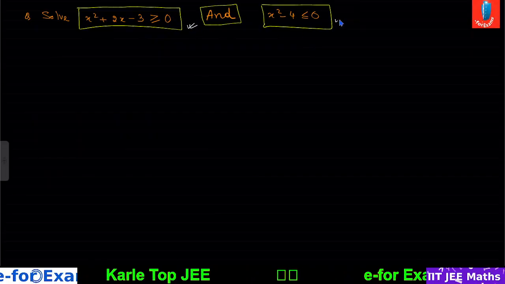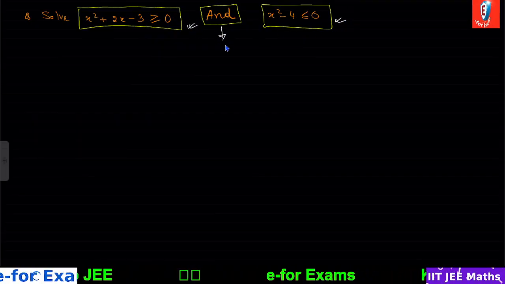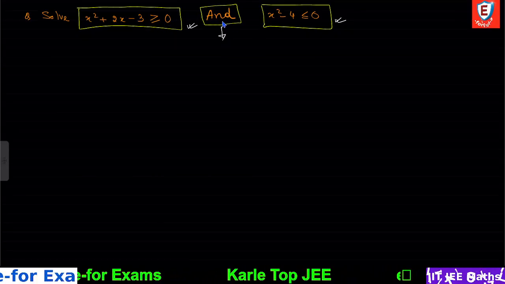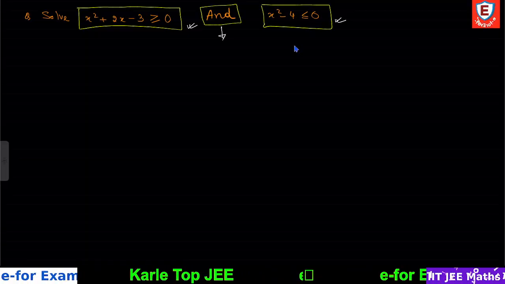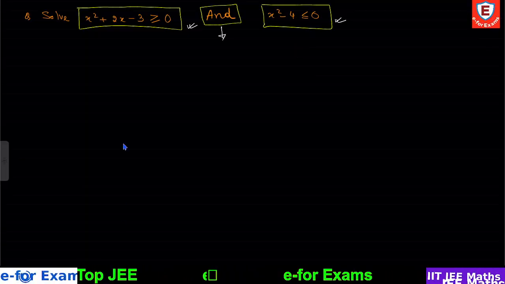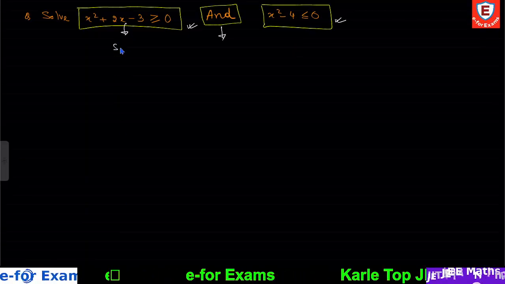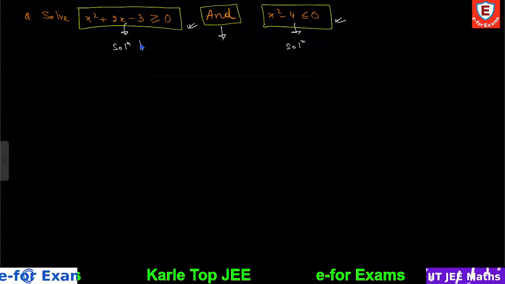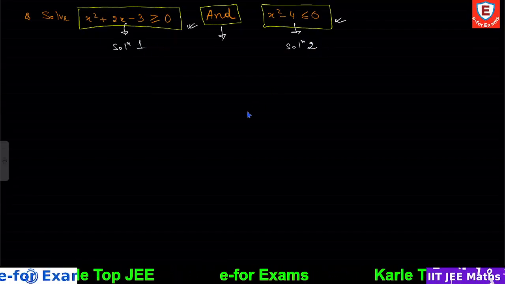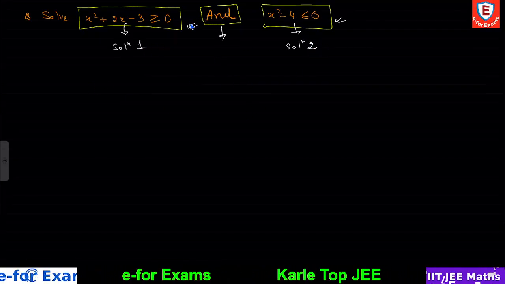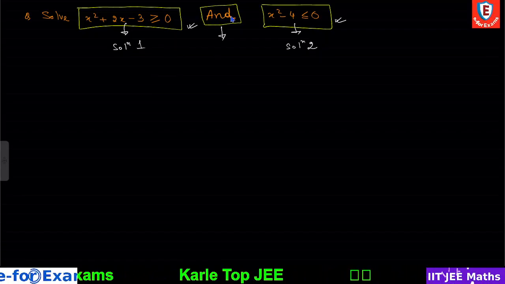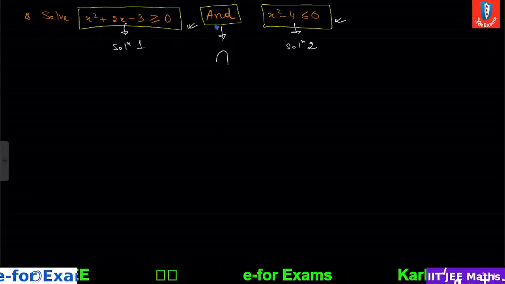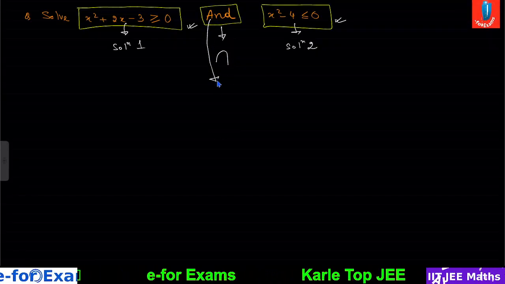Here is one statement and another statement: x square plus 2x minus 3 greater than or equal to 0, and x square minus 4 less than or equal to 0. Two inequalities are given, so I will get one solution here and another solution there. Let's name them solution 1 and solution 2. And then between them the question says 'and', so we have to do intersection. The trick to remember is to use intersection.